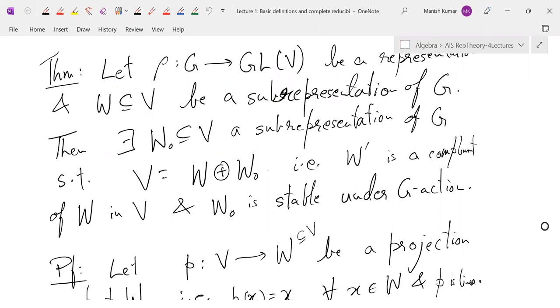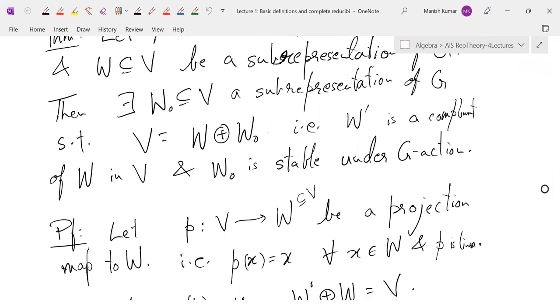So I have written W prime, but this W0 is a complement of W in V, and W0 is stable under G. This W prime should be W0. Okay, so let's see a proof of this. This is the main theorem of this first lecture.